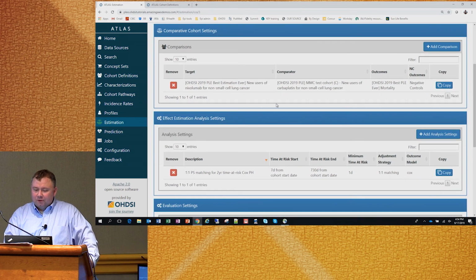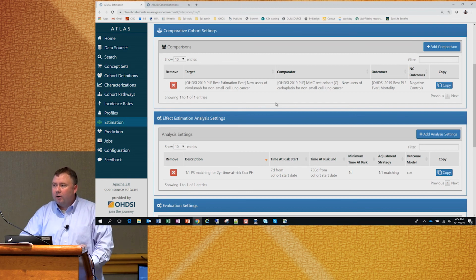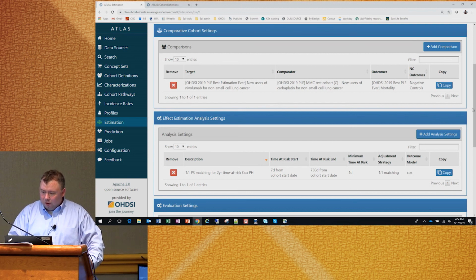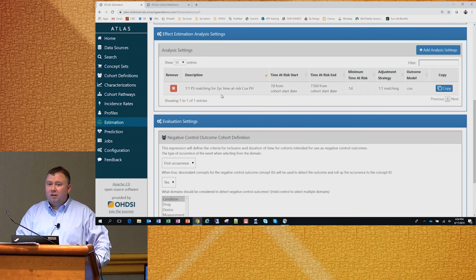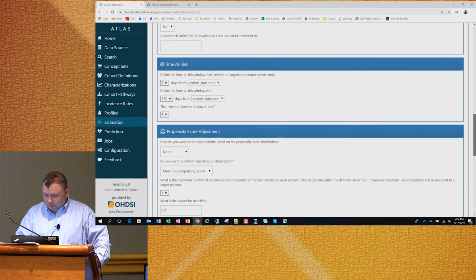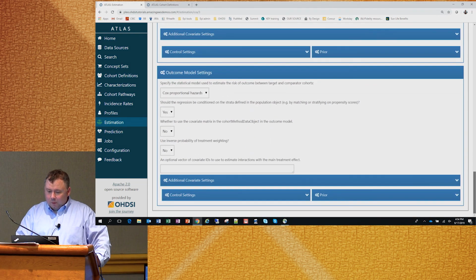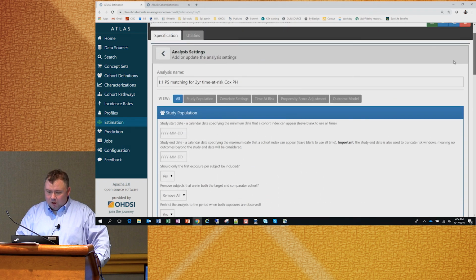So just going back to this full screen, you can see we went through the process of selecting our target, comparator, outcome. We selected our negative controls. We then went through the process of defining all of our analysis specification. I just gave it a name so that we can remember that it was a 1-to-1 propensity score matching with a 2-year time at risk in a Cox proportional hazard model. And just because we were talking a little bit, we were down at the bottom of the screen. There was nothing else there. So that was the final step, selecting the outcome model.